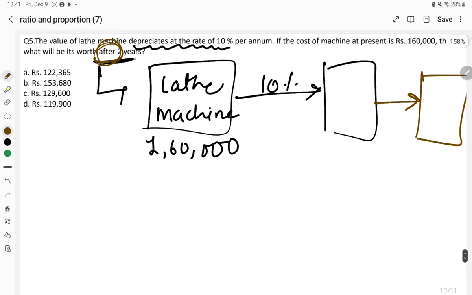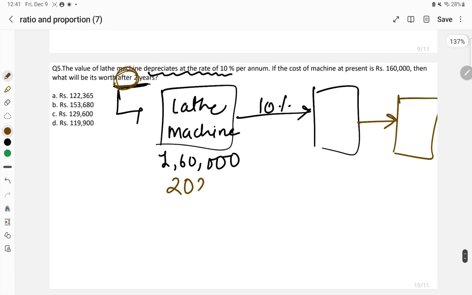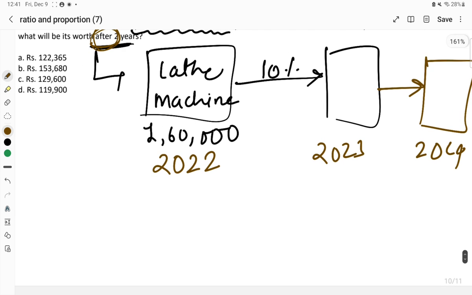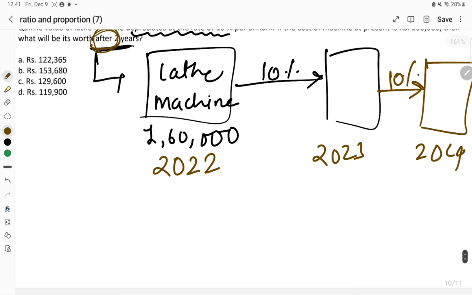Okay, so these are the years, for example 2022, 2023 and 2024. From 2022 to 2023 it is reducing by 10%. Similarly from 2023 to 2024 it is reducing by 10%. We have to calculate the worth after 2 years. What was the formula that I have given to you?